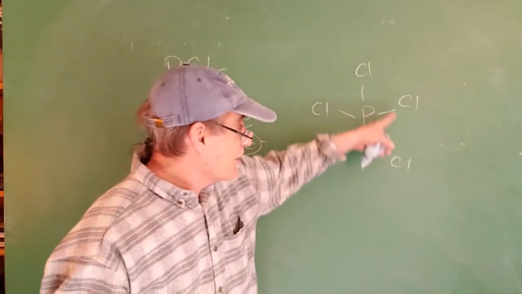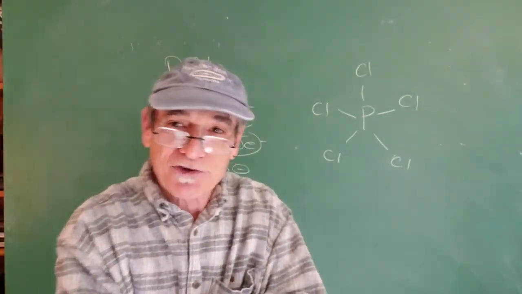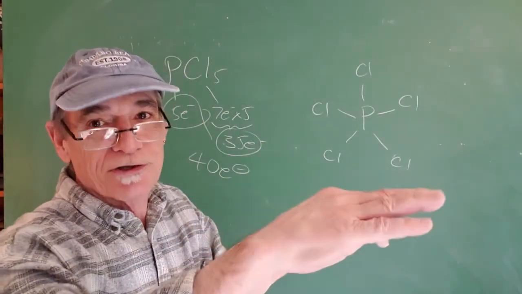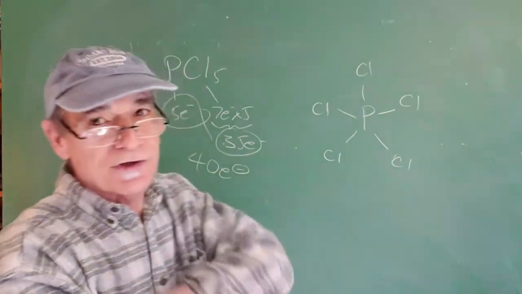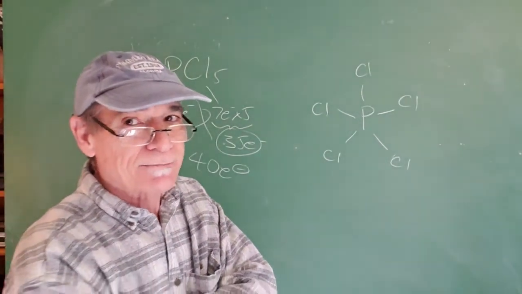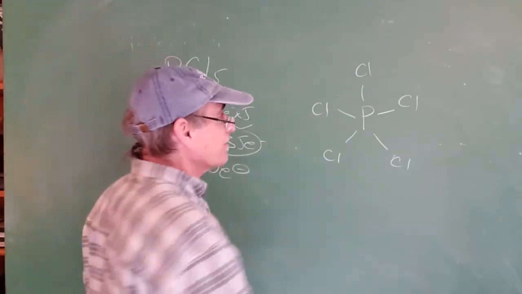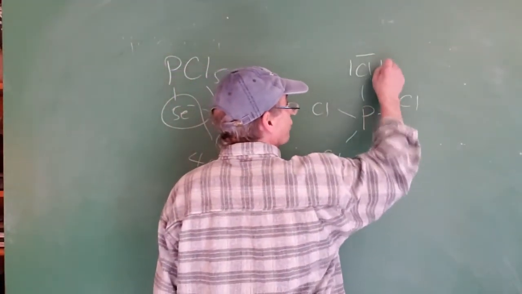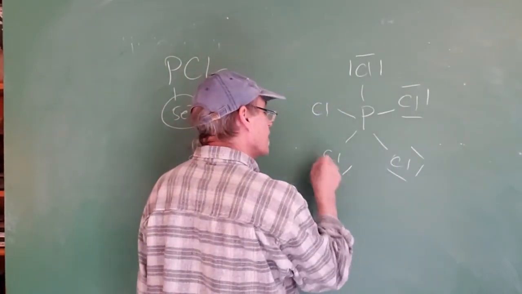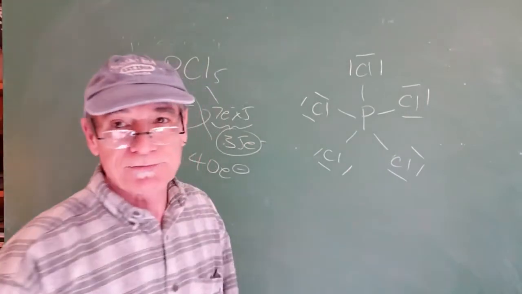Phosphorus now has 5 pair of electrons around it, that's 10 electrons. But phosphorus does meet the criteria. It's in the third period, so consequently, its outermost shell can accommodate more than 8 electrons. And it is the central atom. We still have 40 electrons to play altogether. If I box in all the chlorines and give them 3 more lone pair like I usually do, I will have used up exactly 40 electrons.